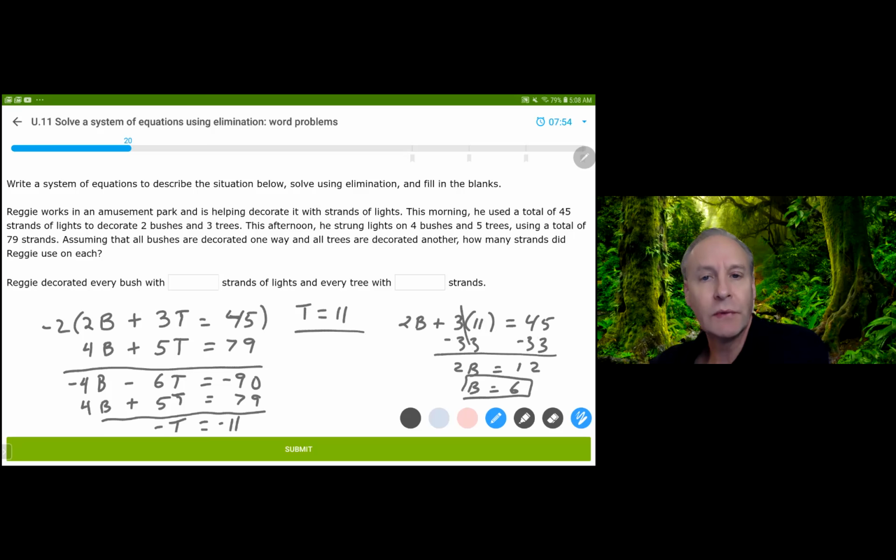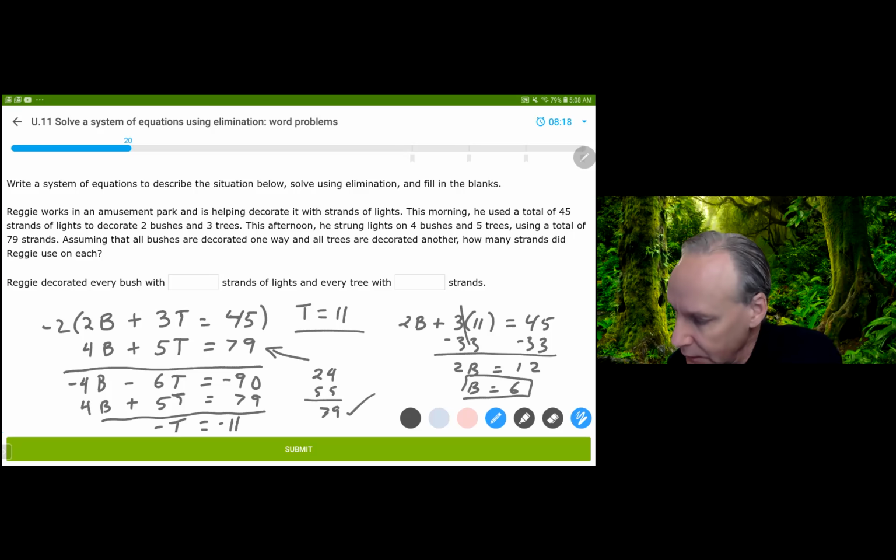Well, in these, where they're easy, I would go ahead and substitute it into this equation down here and just double check. So 4 times b is 24, and 5 times the 11 trees is 55. And we should get a total of 79, and sure enough, we do.